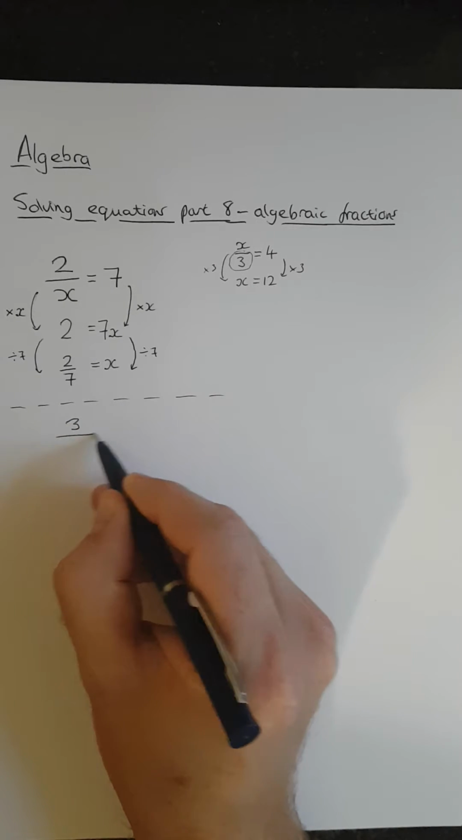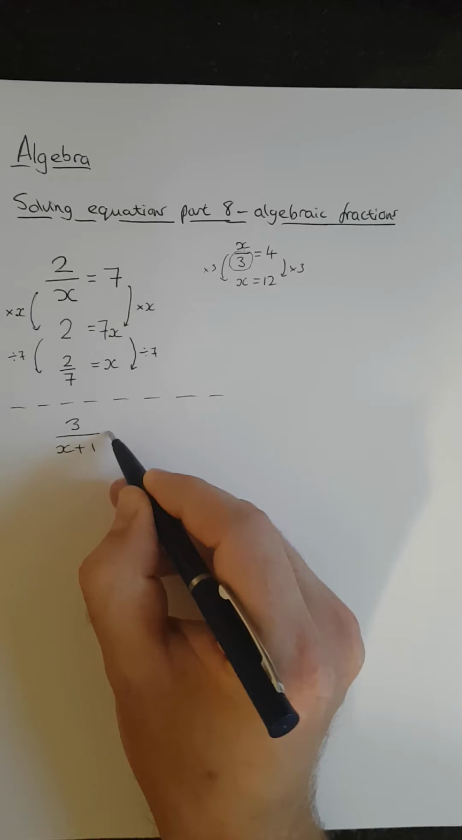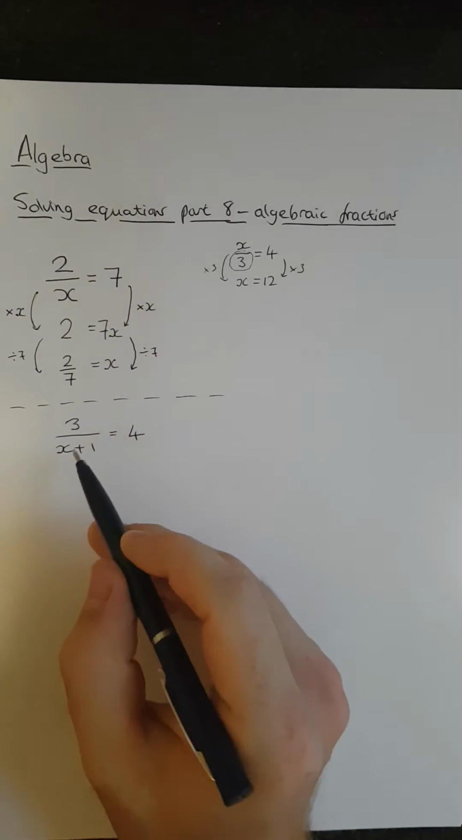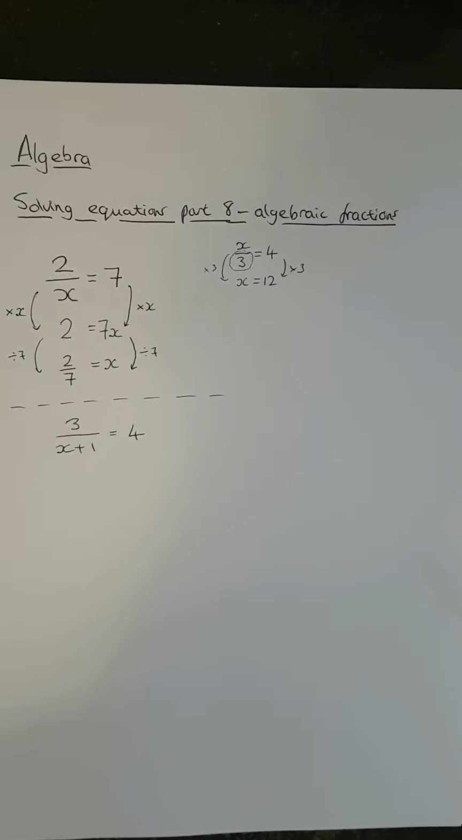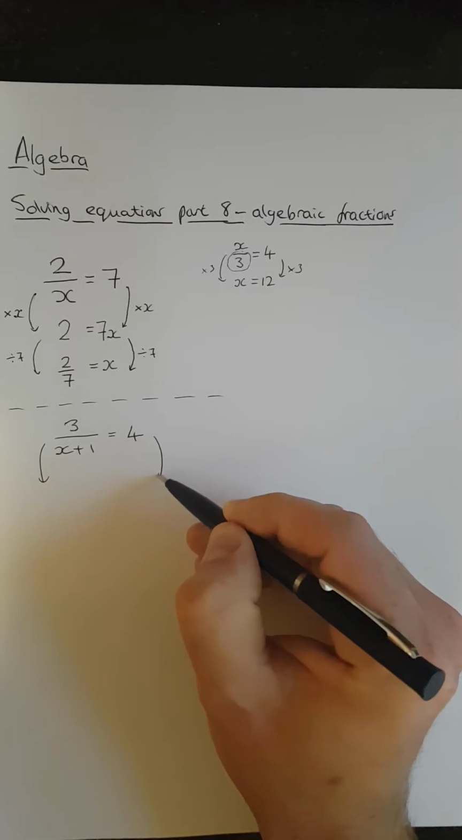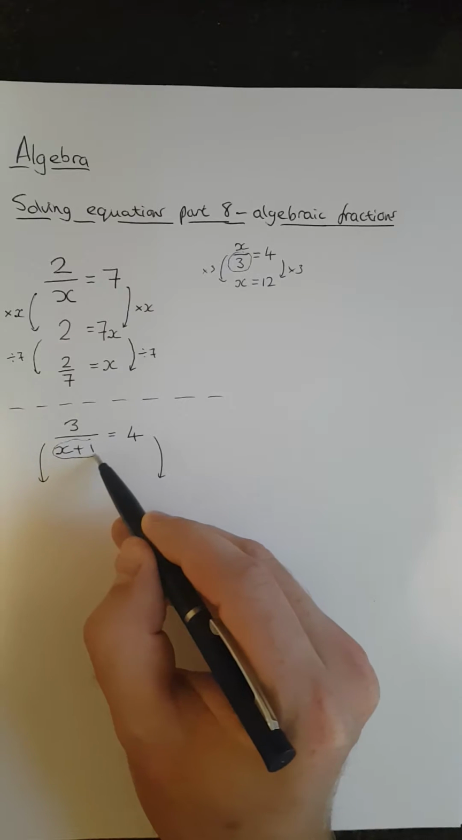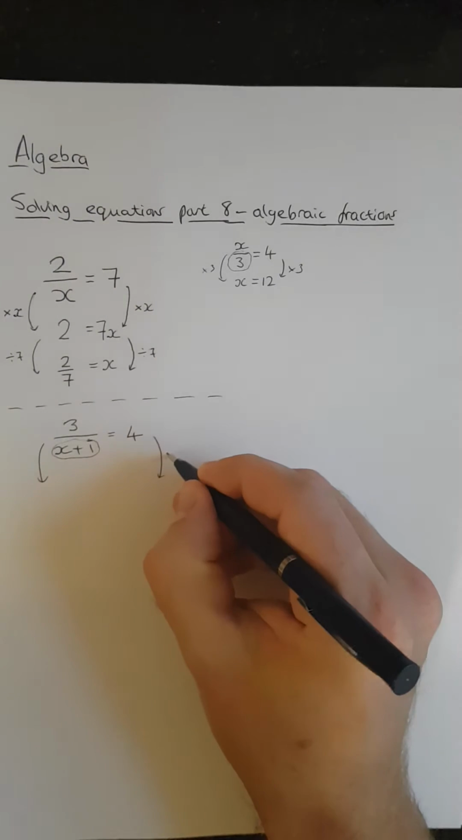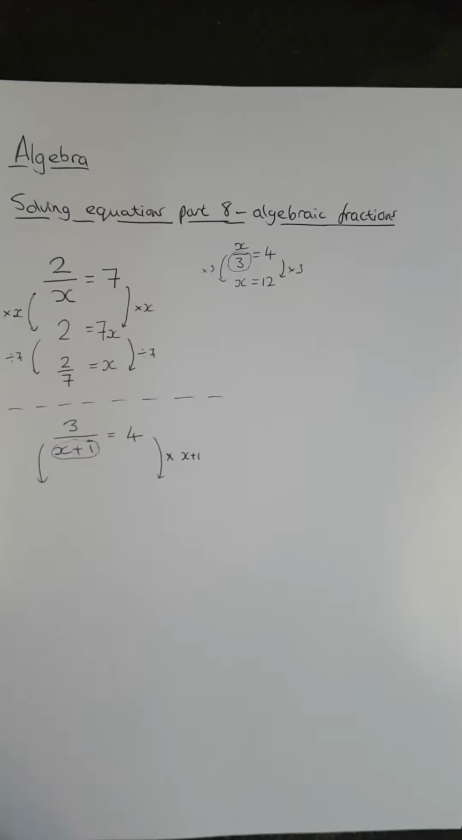What about this? So, let's stick with the same principle we just used, which is that we're going to try and get rid of the fact there's a divide in our question. So, I can't multiply by x now. My whole denominator is x plus 1. So I'm going to multiply by x plus 1.